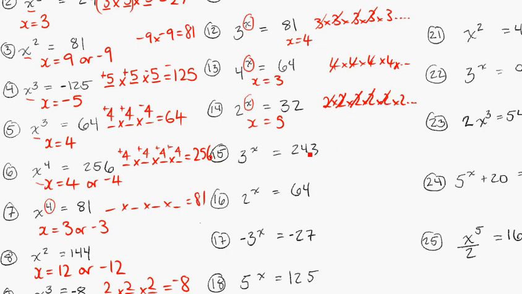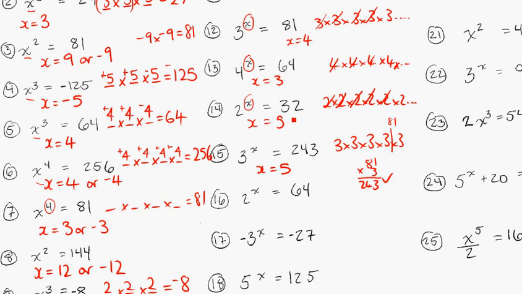Number 15, how many 3's? I know that 3 to the power of 4 gets me as far as 81. Let's check 81 times 3. 3 1's are 3, 3 8's are 24, yes. So that needed 5 of them.